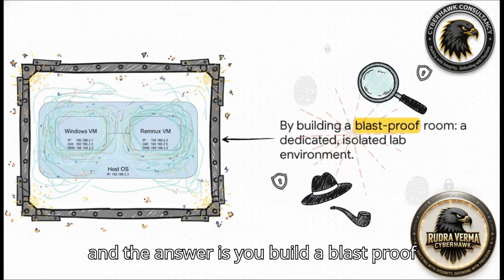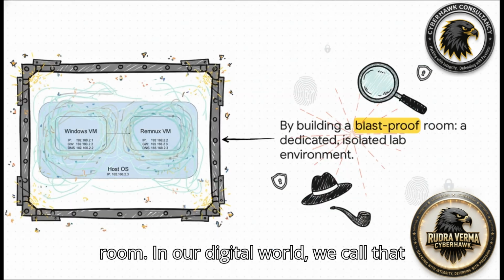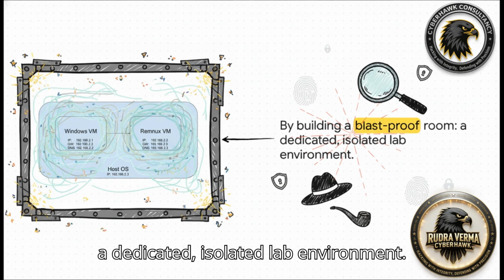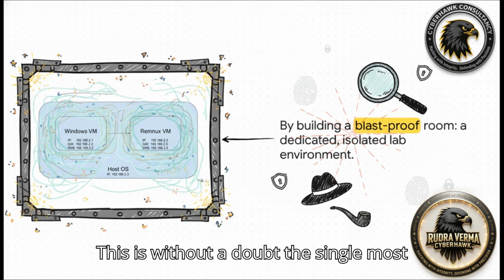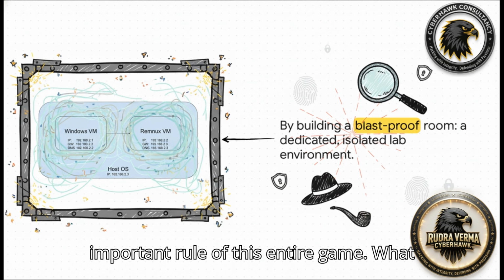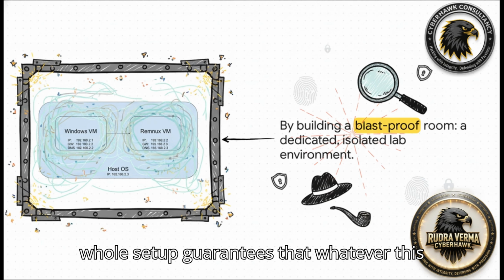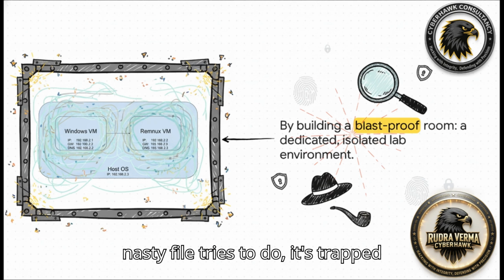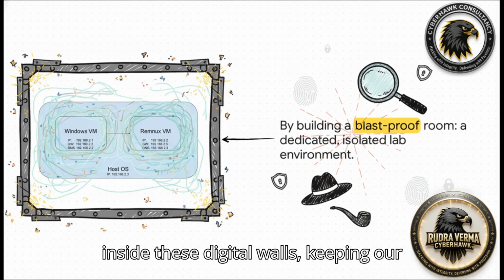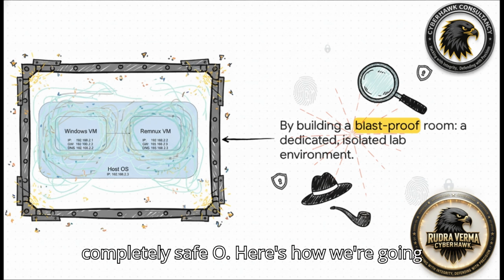And the answer is you build a blast-proof room. In our digital world, we call that a dedicated, isolated lab environment. This is, without a doubt, the single most important rule of this entire game. What happens in the lab stays in the lab. This whole setup guarantees that whatever this nasty file tries to do, it's trapped inside these digital walls, keeping our actual computer and our network completely safe.